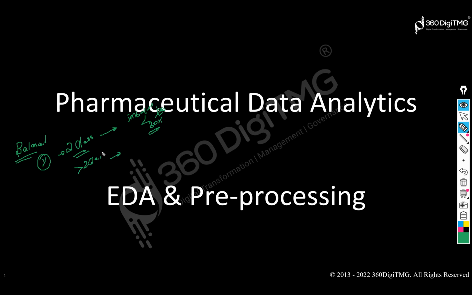there is no thumb rule here, but we can say by the look itself, balanced or imbalanced. Then continuous, or numerical data.